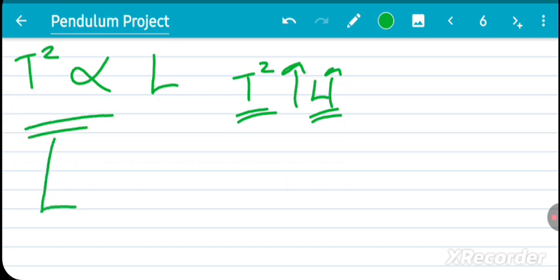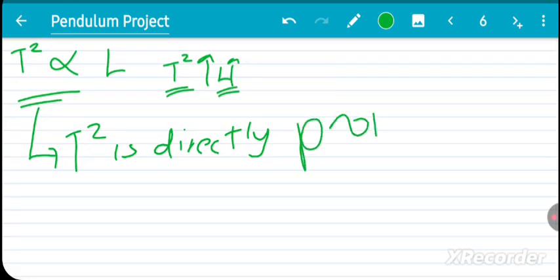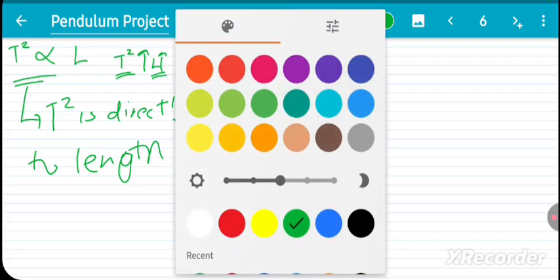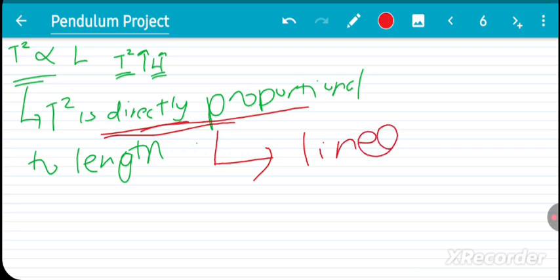And in concrete terms here, we're going to say T squared is directly proportional to length. So let's just write that out. This is to say, we could restate and say, directly proportional means they have a linear relationship.